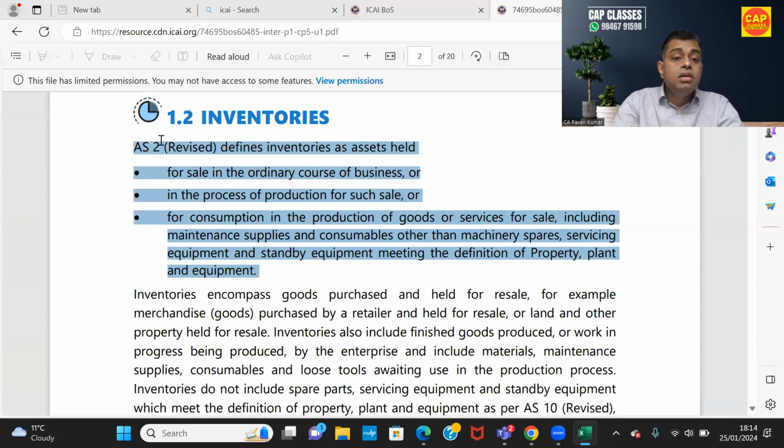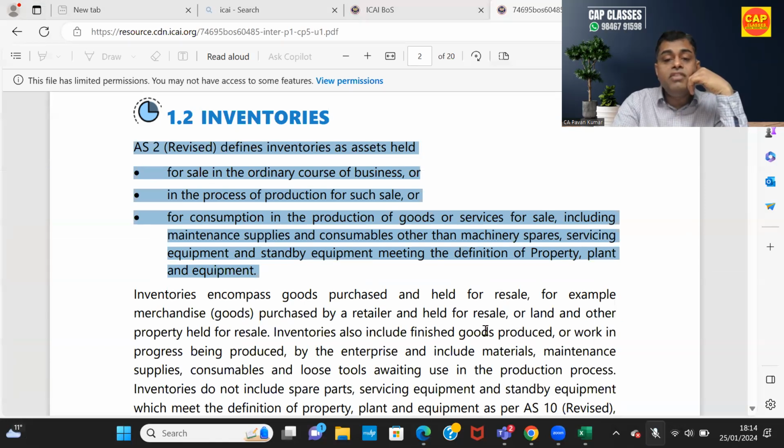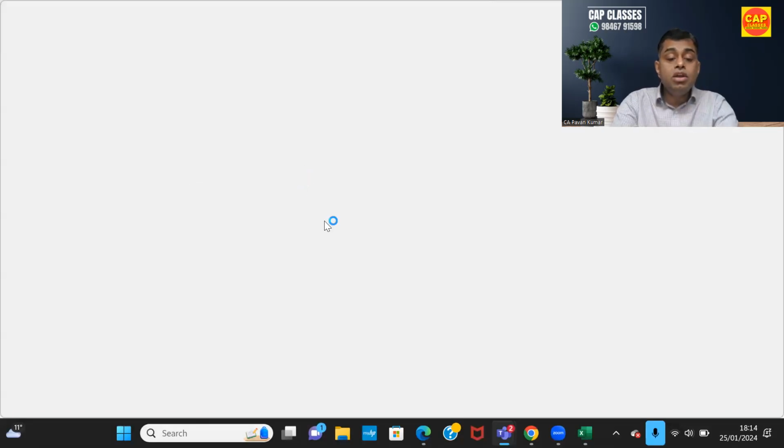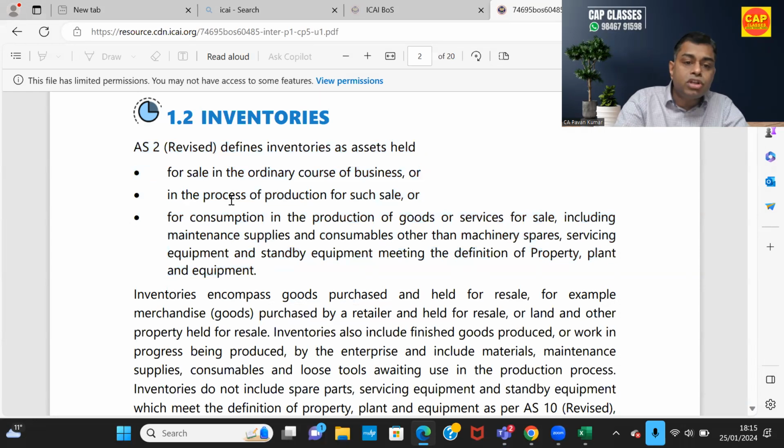So look here. Inventories are assets held for sale in the ordinary course of business, or held in the process of production for such sale. That means this is work in progress. Then the third one is for consumption in the production. This is raw material. So the first one is finished goods, the second one is work in progress, and the third one is raw material.